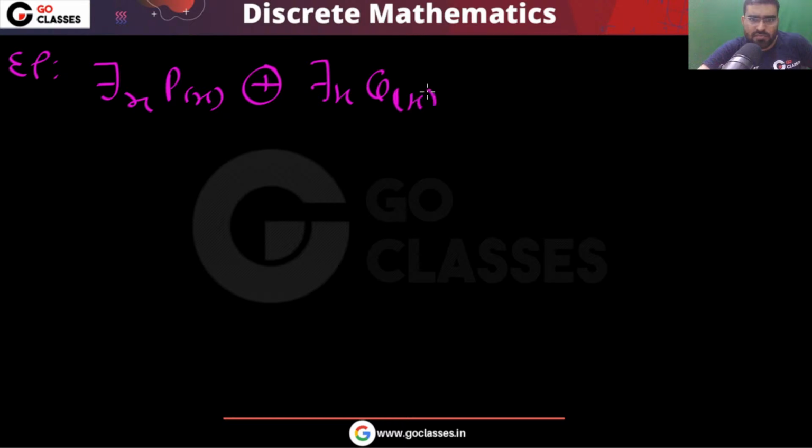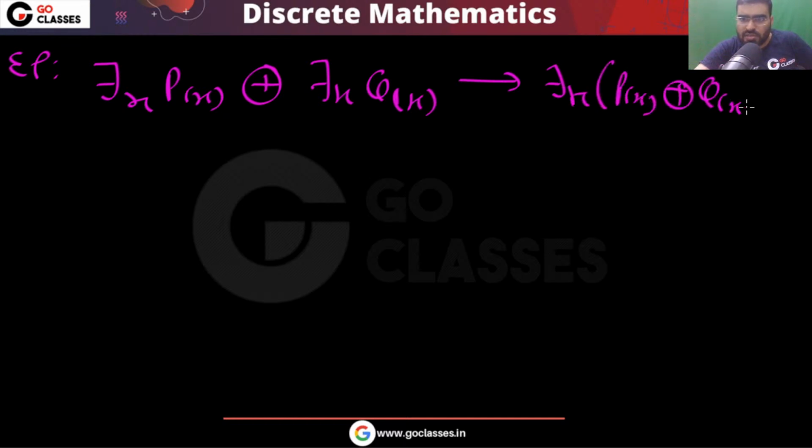Let me ask you one more question. Let's see this. There exists x Px, there exists x Qx. On this side, there exists x, Px exclusive OR Qx. Now you tell me, what about this? Is this true or false? Is this valid or invalid? Look at this and tell me.